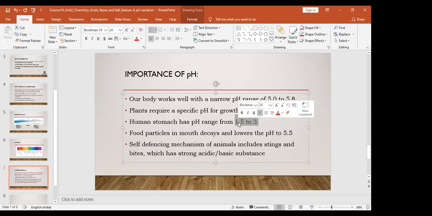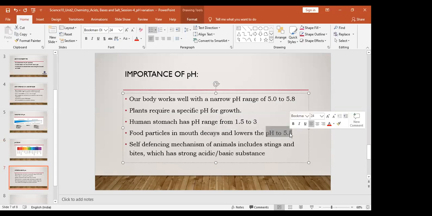Now comes the food particles. After every time we eat something, we are supposed to rinse our mouth. At night, we are supposed to brush also. It is only because when the food particles are stuck in the teeth, they start decaying. This decaying or degradation of the food particles releases acid, which lowers the pH of the mouth to 5.5.